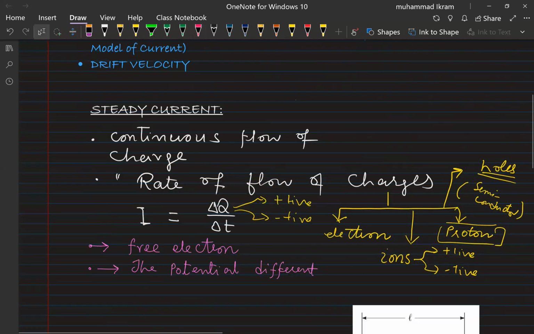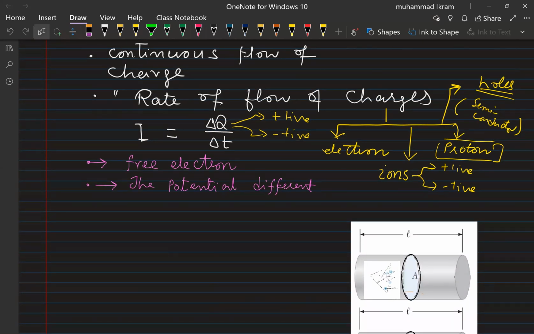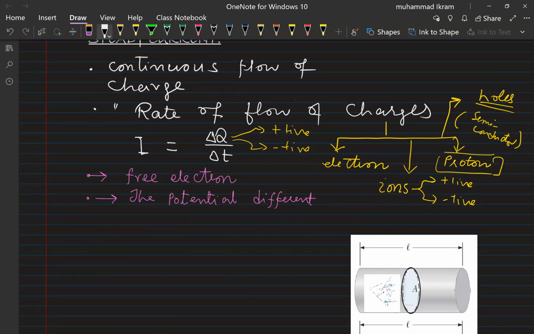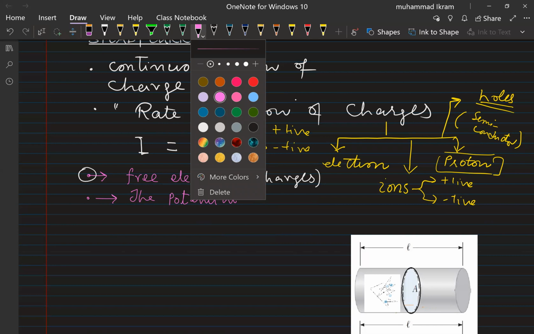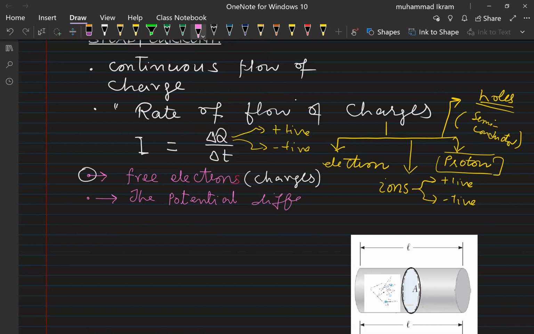Now, let us come back to our topic, the steady current. As I told you, a few things are important. One, free electrons. Rather, a free charge is better, but since we are studying metallic conductors here, I say free electrons. The second is the potential difference, and I will discuss this topic with you also.